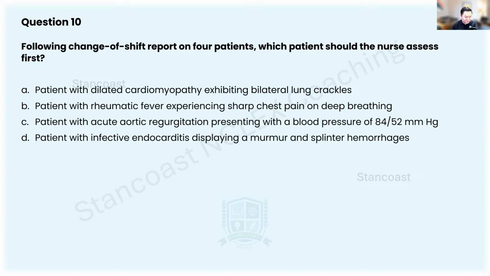Okay, 53 is the MAP. That's significantly low. Patient is in hypovolemic shock, Melrose. Yeah. Not hypo. Cardiogenic shock. I always tend to think more of the hypovolemic shock because of all the scenarios that I've given. But yeah, cardiogenic shock. Your answer is what? Patient with infective endocarditis displaying a murmur and splinter hemorrhages.